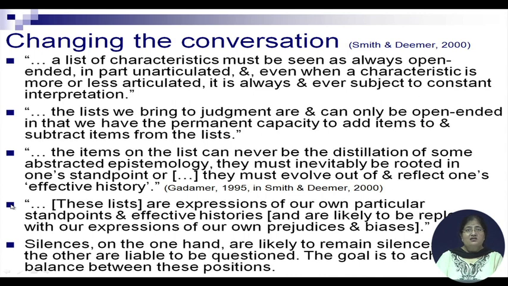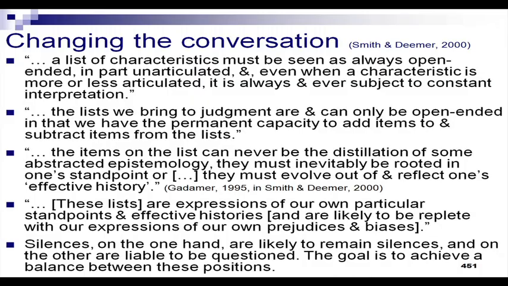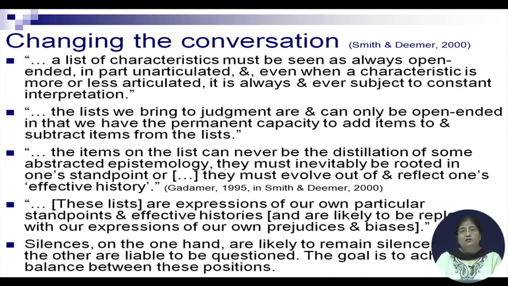A list of characteristics must be seen as always open-ended, in part unarticulated, and even when a characteristic is more or less articulated, it's always and ever subject to constant interpretation. We have these characteristics or criteria in qualitative research. But we must be open to changing them, we must be open to revising them in light of what we are finding out through the course of our research. The lists of characteristics we bring to judgment are and can only be open-ended in that we have the permanent capacity to add items and to subtract items from these lists.